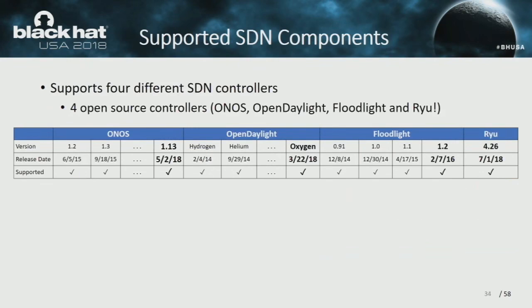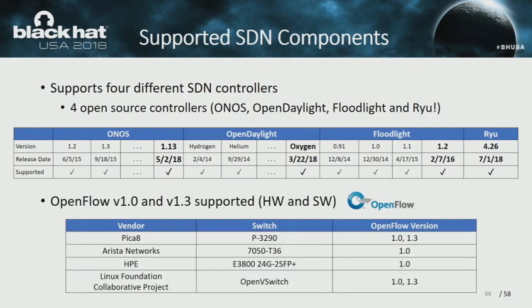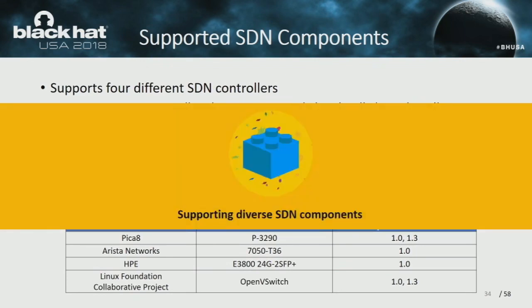And currently, Delta supports 4 open source SDN controllers: ONOS, OpenDaylight, Floodlight, and Ryu. As you can see in the top table, the latest version of each controller can be tested. And Delta supports 2 OpenFlow versions, OpenFlow 1.0 and 1.3. So any OpenFlow-enabled switches that are fluent in these versions can be tested. As you can see in the bottom table, we have tested Pica8, Arista, HP hardware switches, and Open vSwitch. So we can say that Delta is interoperable with diverse SDN components, which is the third design goal.